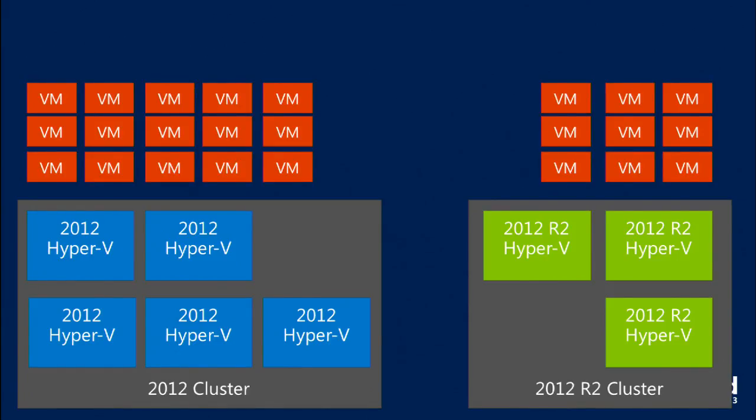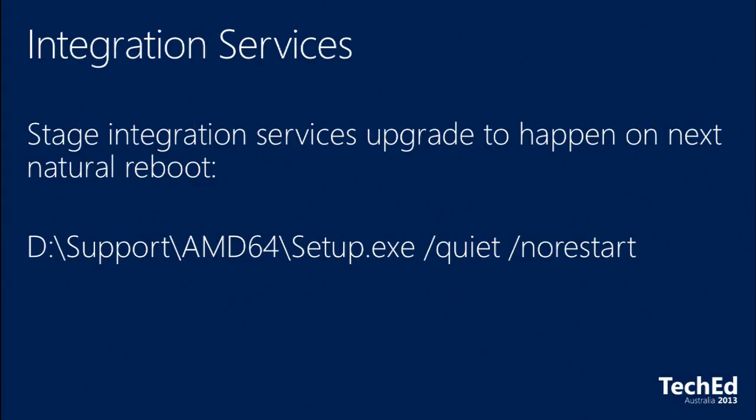The final thing to point out with this strategy is integration services. So we support cross-version live migration, and now you've got your virtual machine across, but it has the previous version integration services. Now, it'd be pretty stupid if you went to all the effort of doing a cross-version live migration, and the first thing you did on the other side was upgrade integration services and reboot the VM.